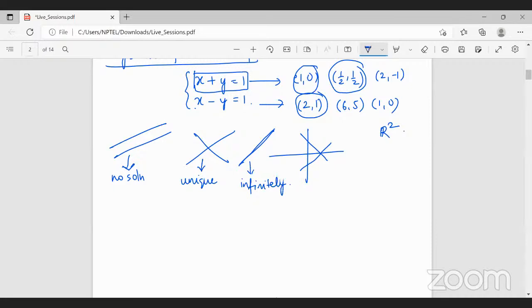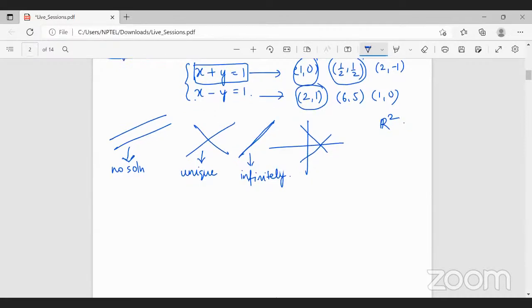Hello, madam. If we have three equations and we write two lines are intersecting each other and one line is not intersecting them, then what can we say about that? Can you speak a little louder? Am I audible? If you have three equations and in that two lines are intersecting each other, and one line is not intersecting them, then what can we tell about such a system?